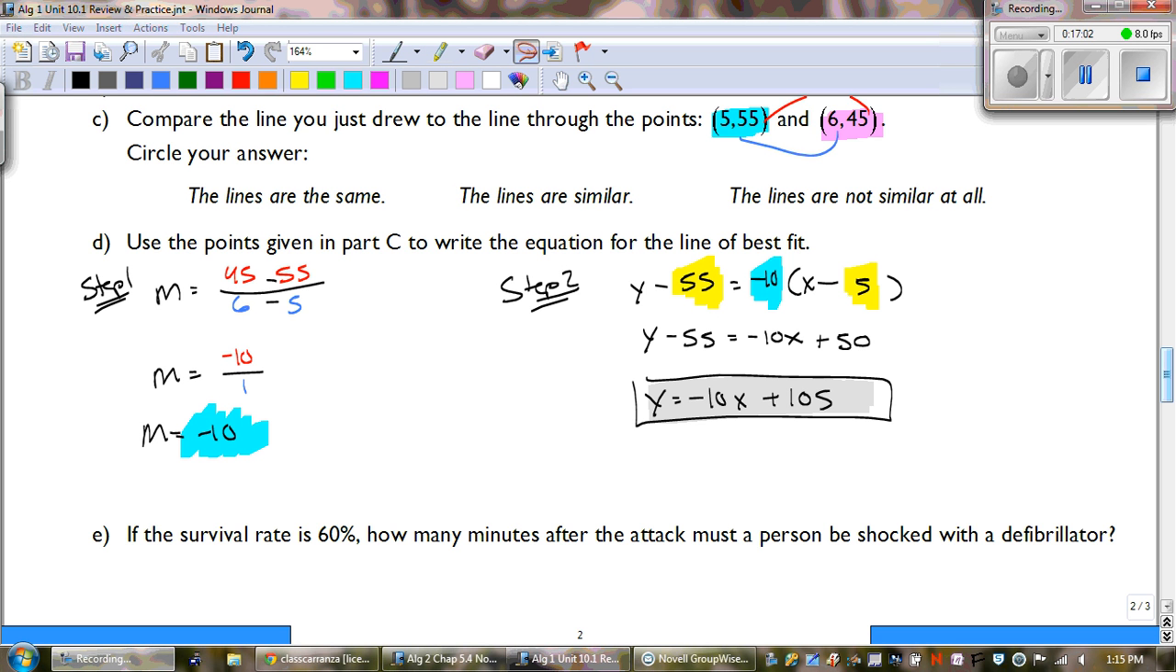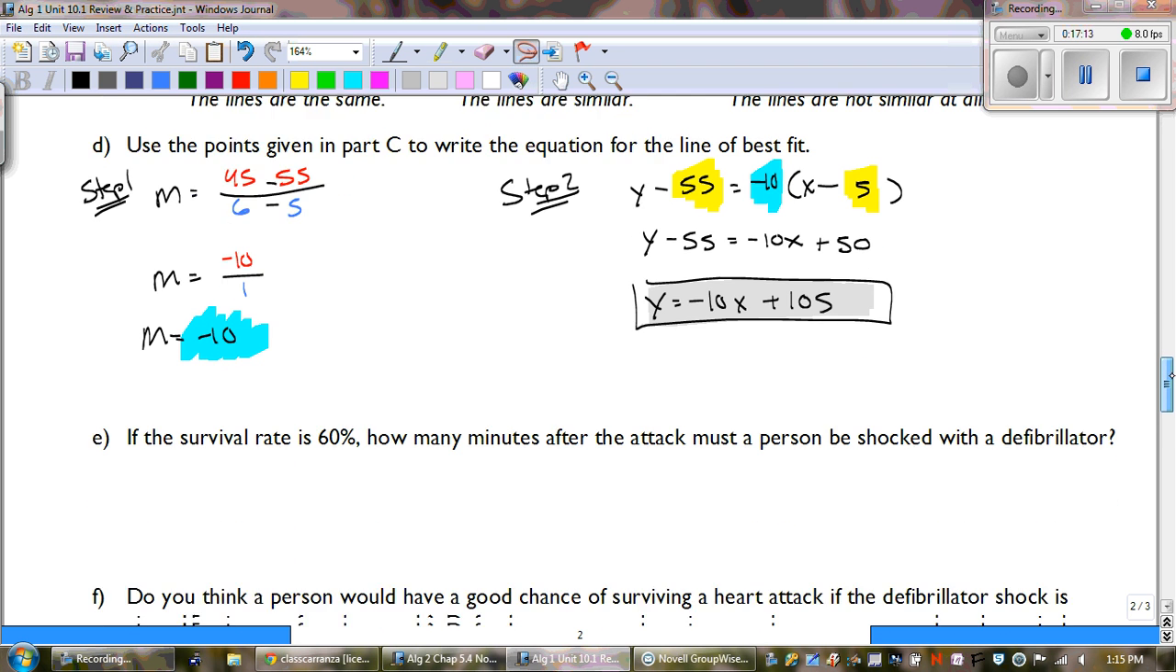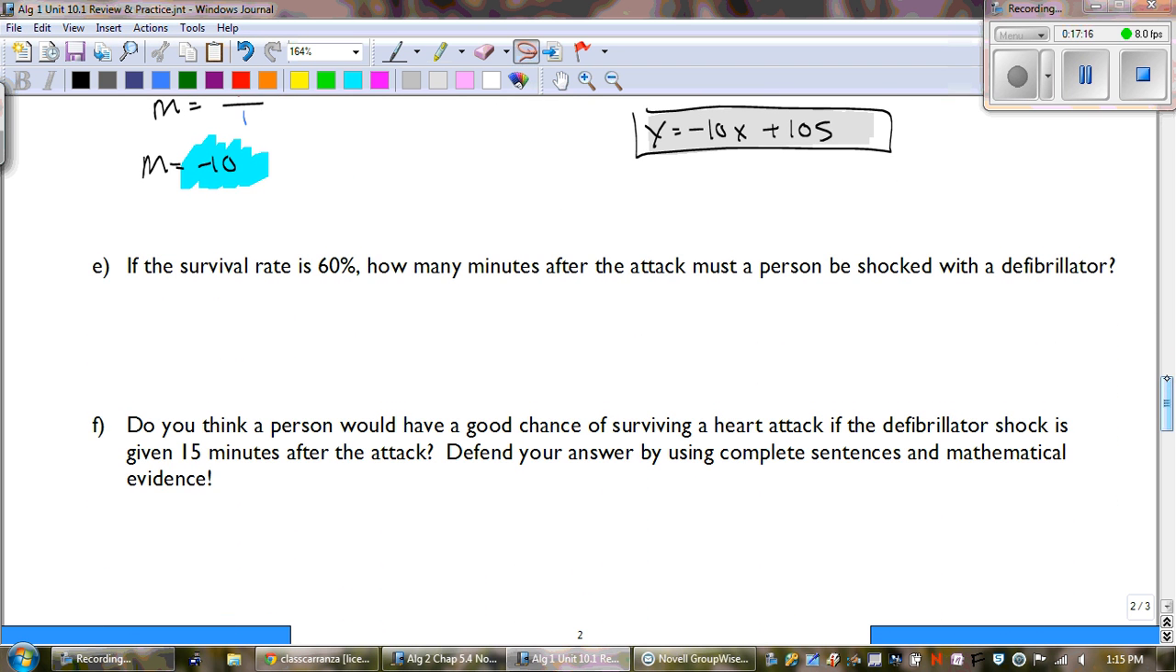Okay, so you should have gotten y equals negative 10x plus 105. And if you didn't get that, please make sure to double check your work with my work. All right, so we're going to pause the video again in a second after we read these 2 questions. So remember, the 2 things that we need to know is what is your x and what is your y, okay? So for this one, x was the minutes after the attack, and y is the survival rate, all right?